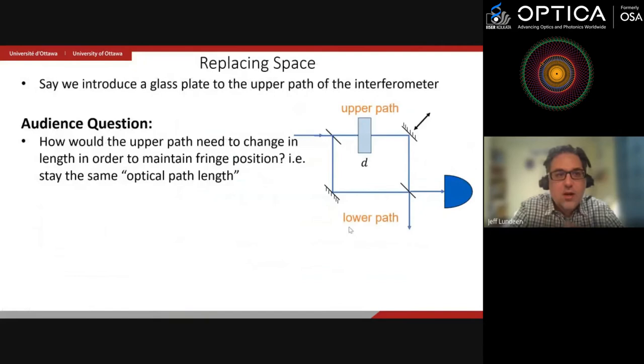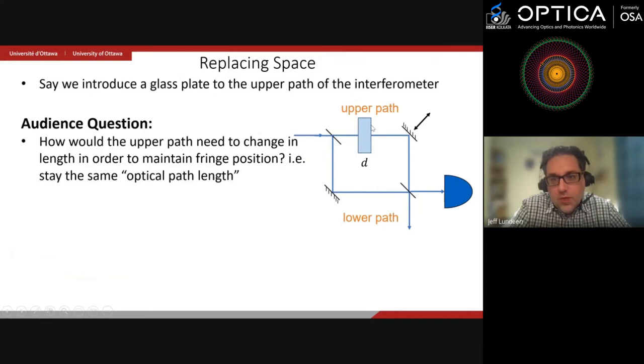So we're going to think about how to replace space. And we're going to think about an interferometer. Hopefully, if you're doing optics, you've played with interferometers or thought about interferometers before. We're going to take an interferometer that's aligned to be at a certain point on an interferometric fringe. Say you're at constructive interference, completely constructive interference at this blue detector here.